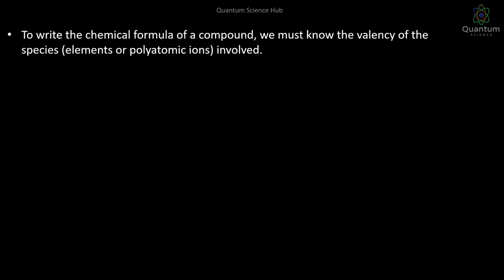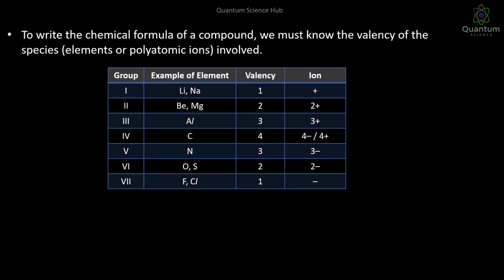Next, to write the chemical formula of a compound, we must know the valency of the species, elements, or polyatomic ions involved. Let's look at this table. So, as we know, group 1, group 2, and group 3 in the periodic table, they are all metals, right? And all metals will have positive ions. So, take an example like lithium. Lithium is in group 1, okay? So, that means lithium is Li positive or Na positive because the ion is positive.